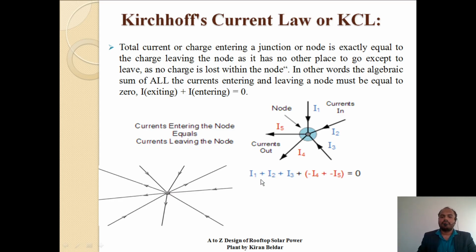In this circuit diagram, we have shown currents I1, I2, I3 entering at the node point, and I4 and I5 leaving from the node point. So we are taking these as minus. The sum of the whole is nothing but 0.